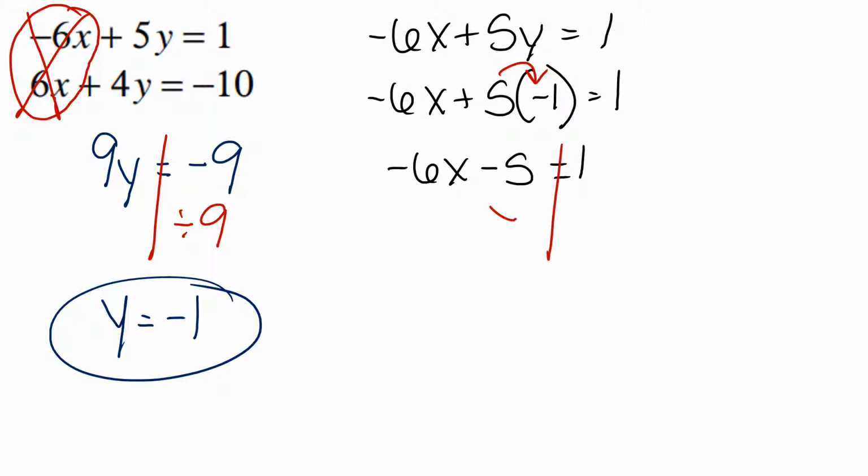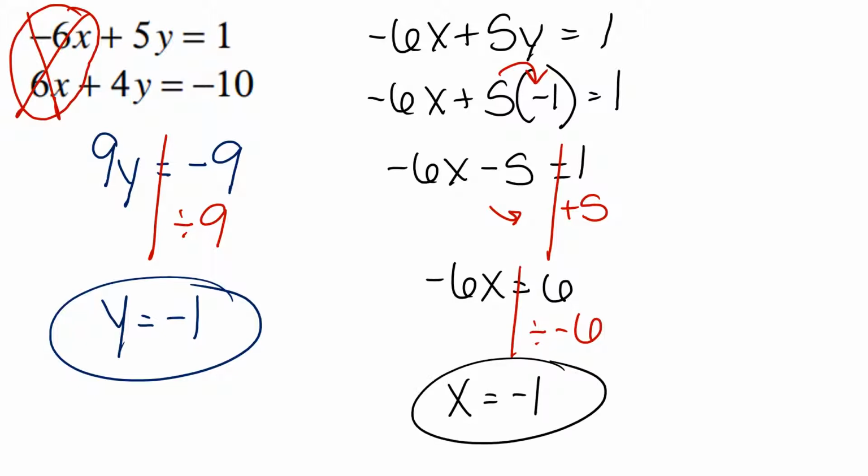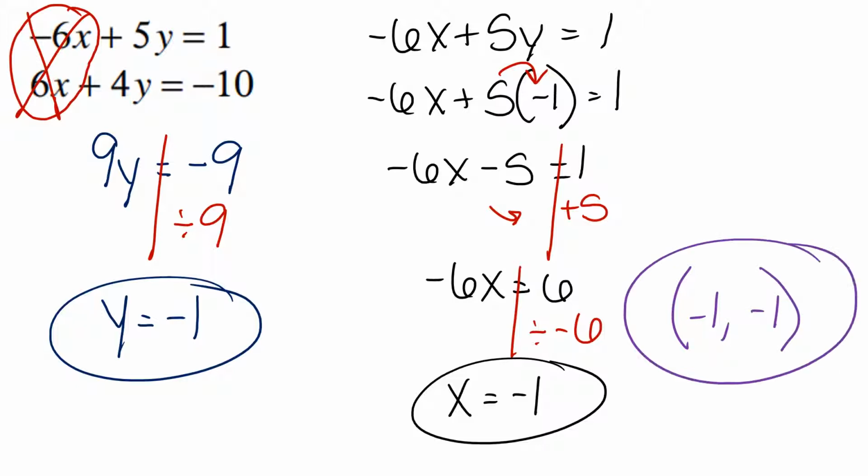Still combining like terms, minus 5 and 1 are on opposite sides, so we do the opposite operation. Instead of minus 5, we do a plus 5. 1 plus 5 is 6. And our last step is to divide. 6 divided by negative 6 is negative 1. When we write our answer, we write the x value first, negative 1, and then the y value, negative 1.